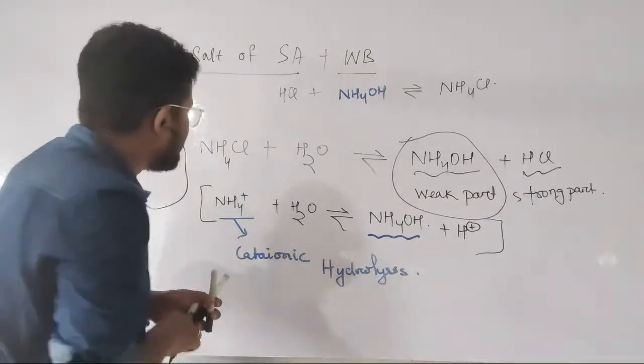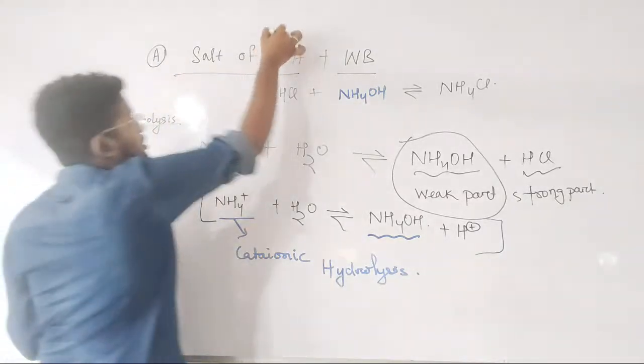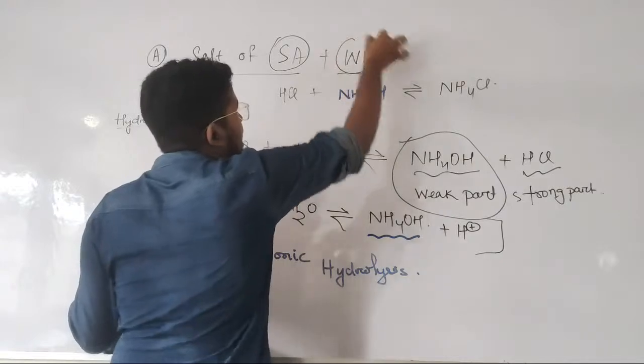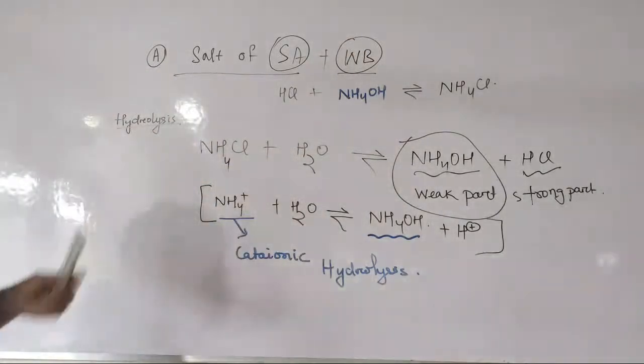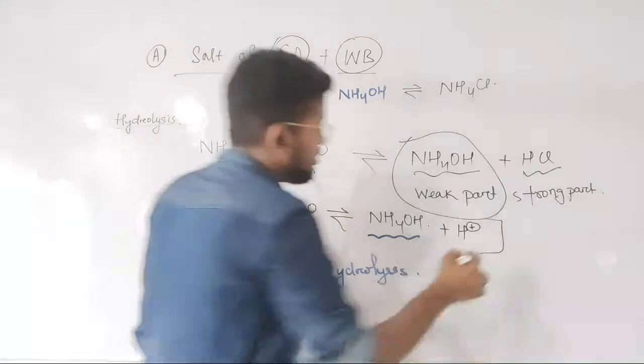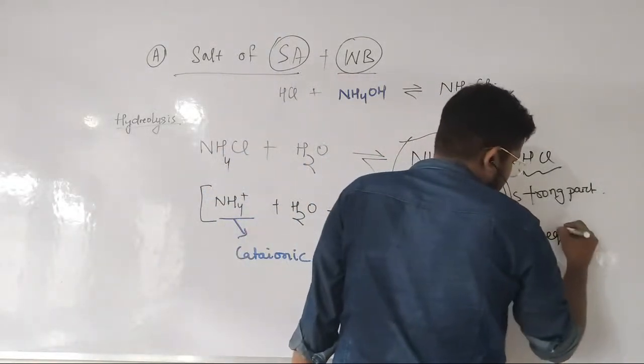So this is a cationic hydrolysis of a salt of strong acid and weak base. Hopefully up to this is clear. So this will be our equation 1.